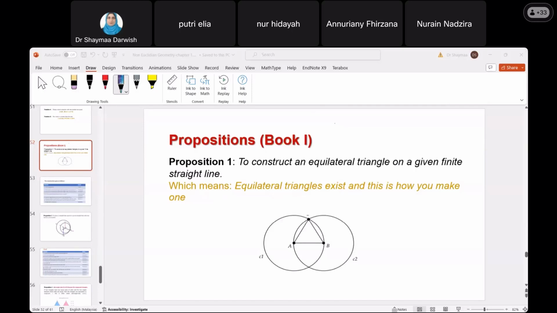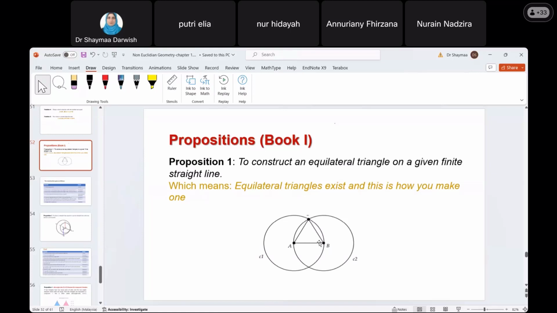Last time we stopped at proposition 1 of Euclid: for any segment AB, we can draw an equilateral triangle, where all the sides are equal to AB. We will just use the ruler and compass.